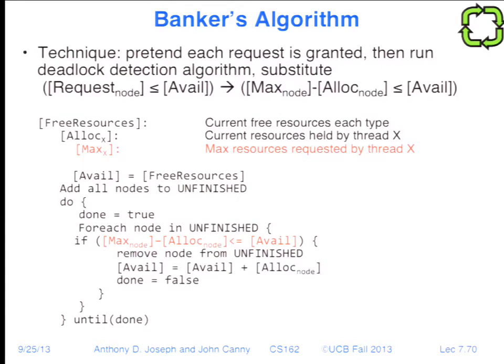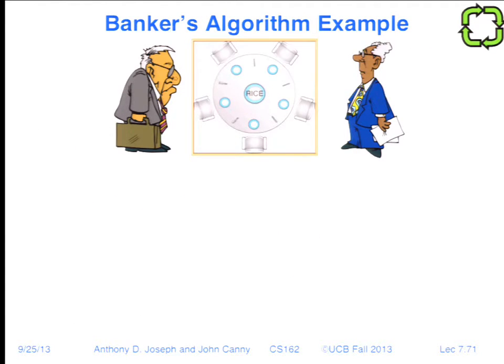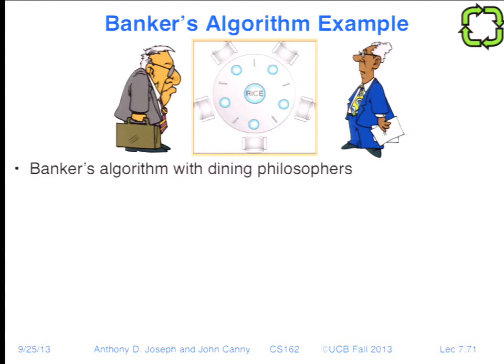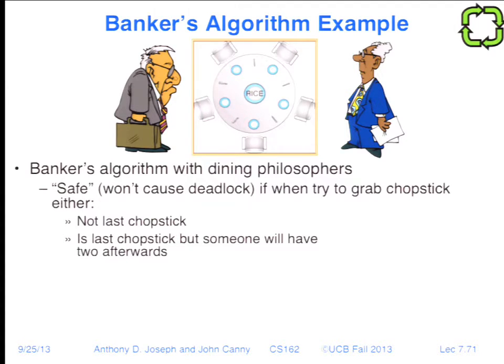Okay, so applying that to the dining philosophers problem. Recall we had effectively five threads and five chopsticks that we want to allocate. There are some situations where we can examine what the philosophers actually did in the process and determine that we won't get deadlock: either when somebody grabs a chopstick, it's not the last chopstick, or it is the last chopstick, but somebody will have two of them afterwards. All right?